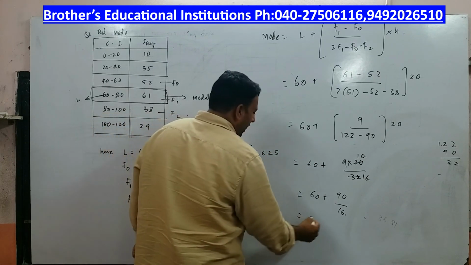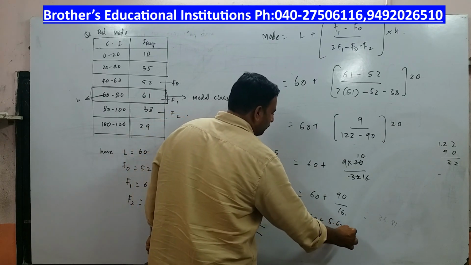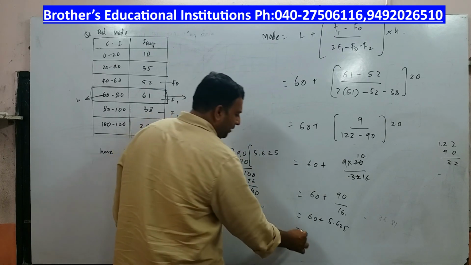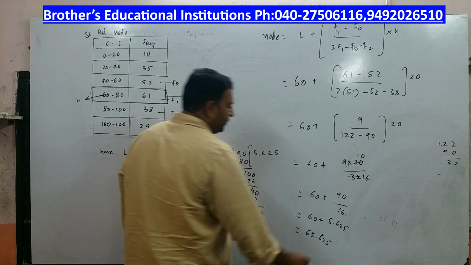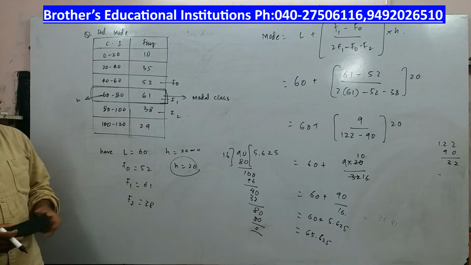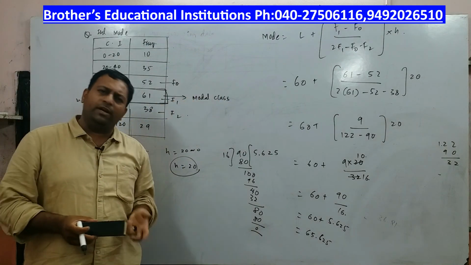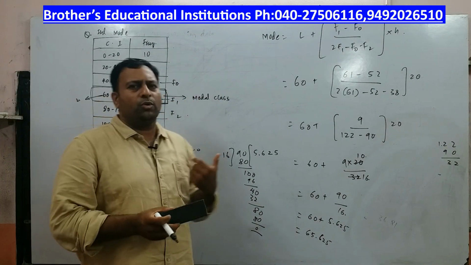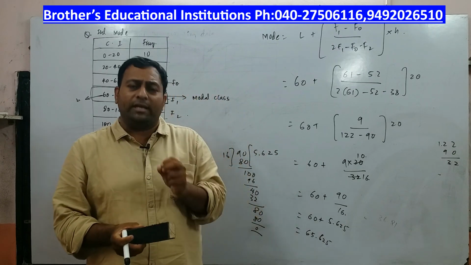So you get a very accurate division there, 60 plus 5.625, and 60 plus 5.625 will be 65.625. So this is how you calculate the mode. Make sure that you copy this correctly in your formula and calculate it properly. So this is the way, children, you can do problems related to mode. It is a very, very easy topic in your entire statistics.